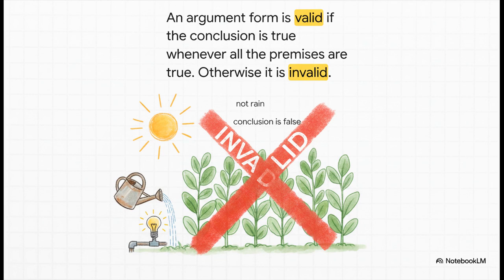Premise 1, if it rains, then crops are good. Is that true in our world? Yes, remember the truth table? When the if part is false, the whole if-then statement is true. Premise 2, it did not rain. That's also true in our little story. So we have 2 true premises. But what about our conclusion? The crops were not good. That's false. And there it is. We found a situation where we have true premises and a false conclusion. That means the argument is invalid.